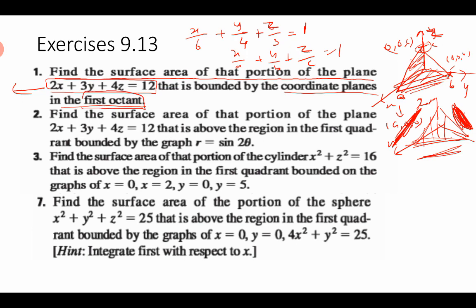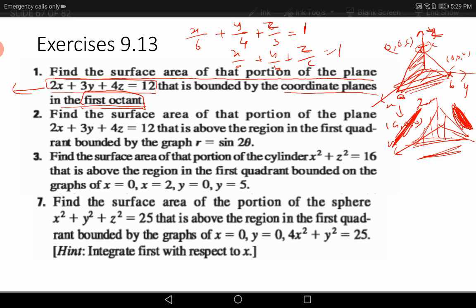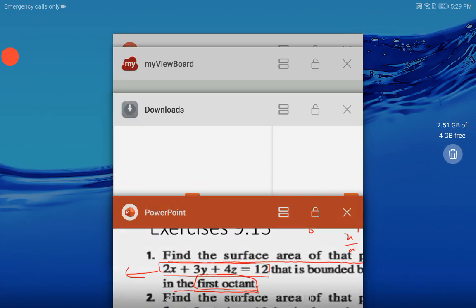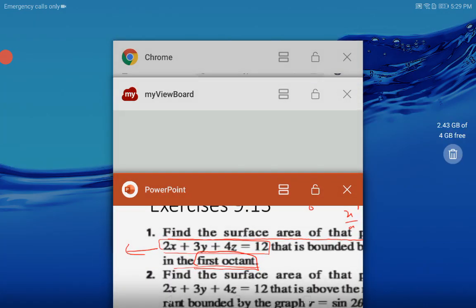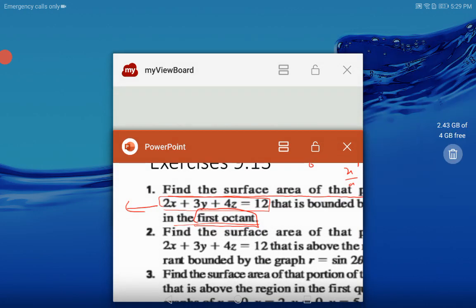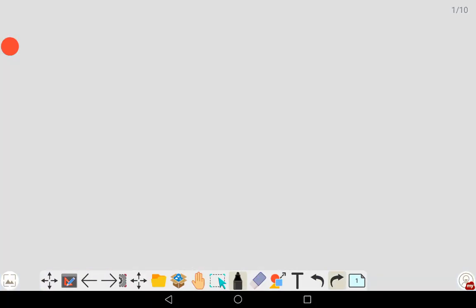So everything starts from 0. When you separate a cube or a ball into 8 equal parts, the first part, which has all the variables with positive sign, is called the first octant. Okay, let's go ahead with problem number 1. Let's take our whiteboard. We will start with problem number 1. See, what is the given plane, the equation of the plane?